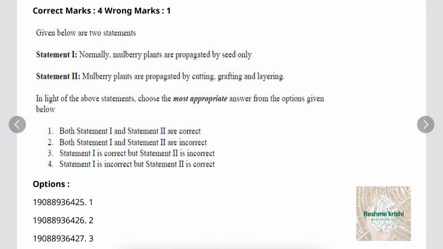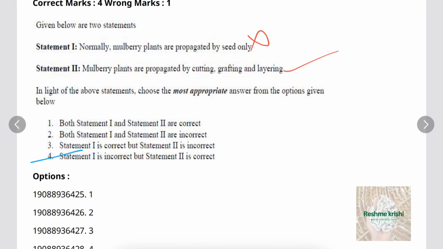Normally, mulberry plants are propagated by seeds only. Is it true? No. Mulberry plants are propagated by cuttings, grafting, and layering. True. So the answer is statement 1 is incorrect and statement 2 is correct. Alva?